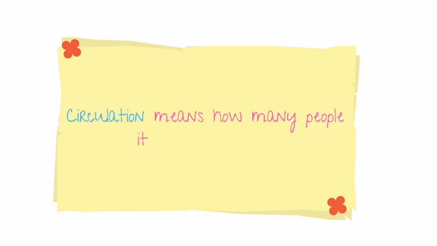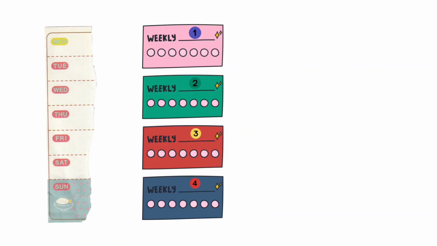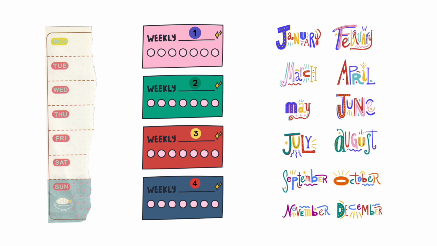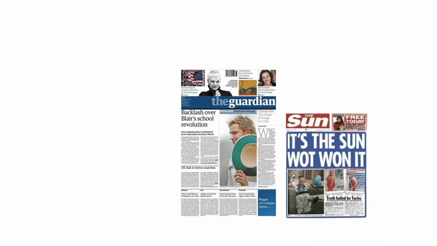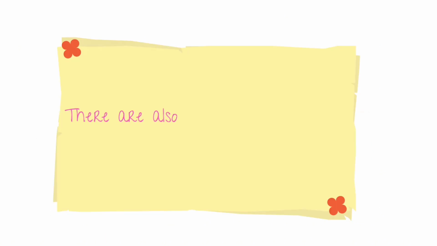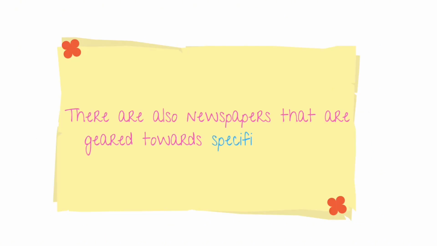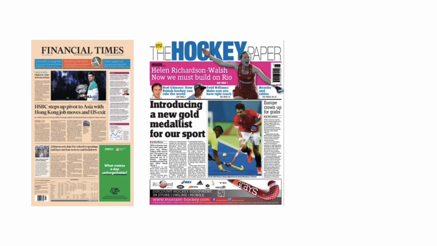Circulation means how many people it is able to reach. Frequency means how often it is printed and distributed, like daily newspapers, weekly newspapers, monthly newspapers. Size refers to the dimensions of the newspaper, such as tabloid, Berliners, or broadsheets. There are also newspapers that are geared towards specific audiences, such as business newspapers, sports newspapers, and entertainment newspapers.